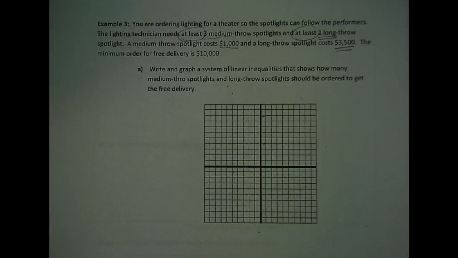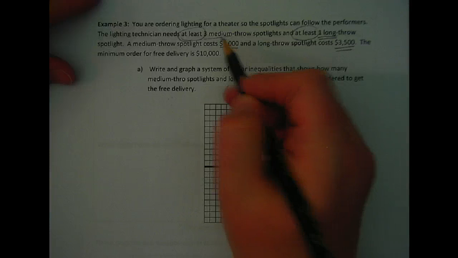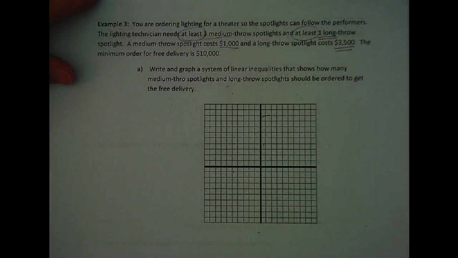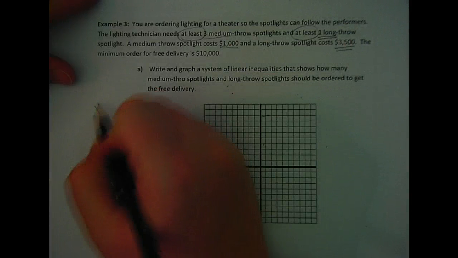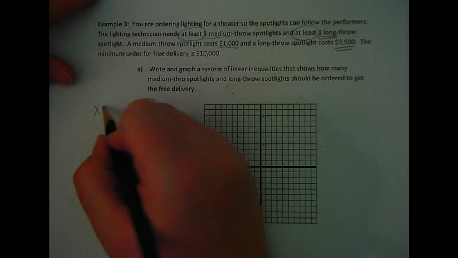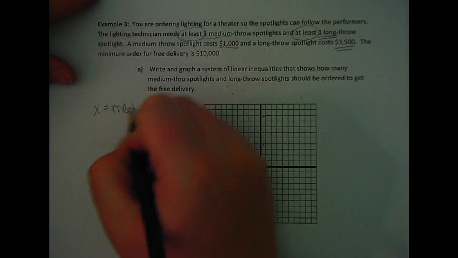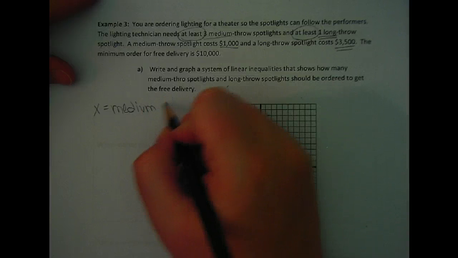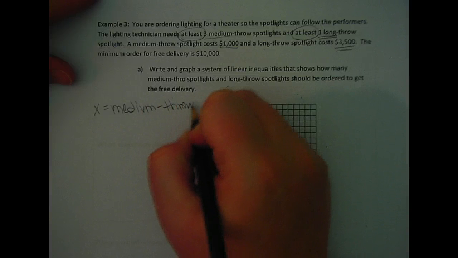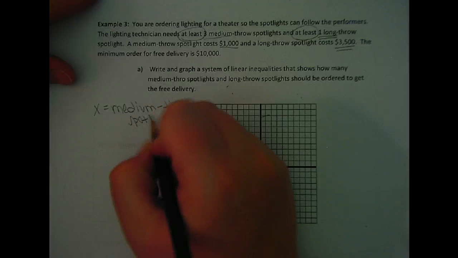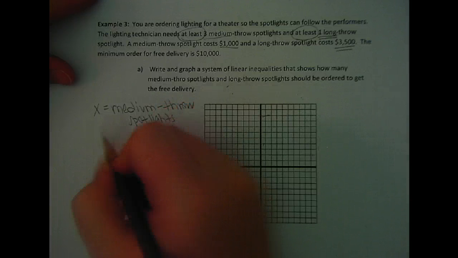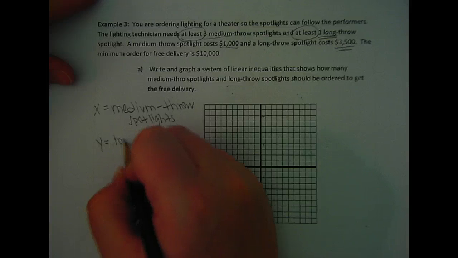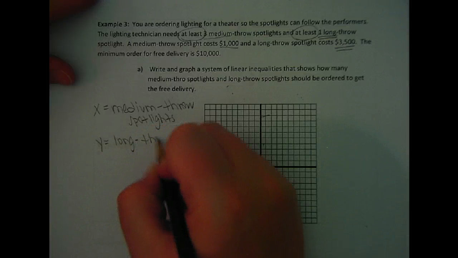So the first thing we need to do is write some inequalities. And I'll tell you to begin, I think we're going to have about 3 inequalities here we have to deal with. We know that we're talking about medium throw and long throw spotlights. So we can go ahead and define our variables. Make x be medium throw spotlights and let y be long throw spotlights.